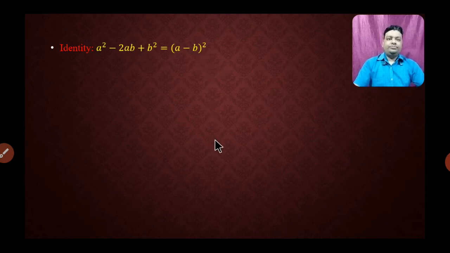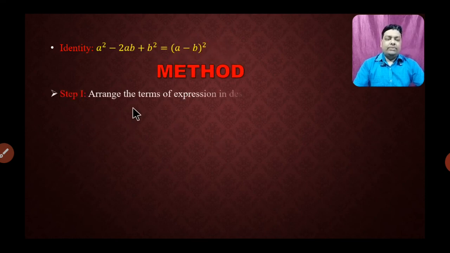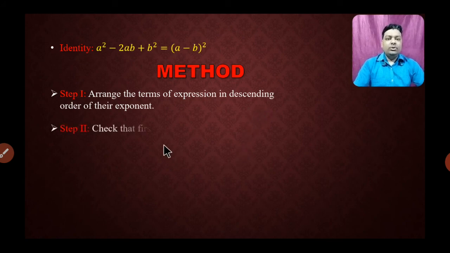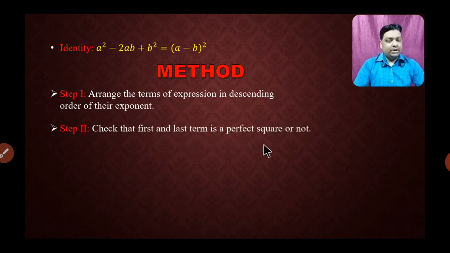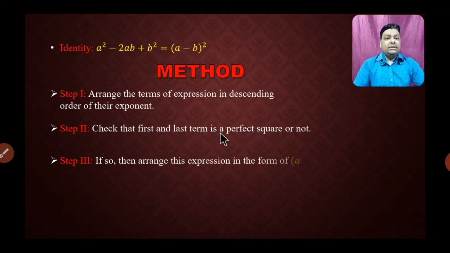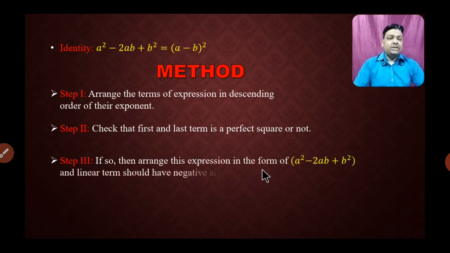Okay. Now after that let's see the method. Step 1. Arrange the terms of the expression in descending order of the exponent. Again the same step. Step 2. Check that the first and the last term are perfect squares or not. Again the same step. Now step 3. If they are perfect squares, then we will express this expression in the form of a square minus 2ab plus b square. That step is a little different, and we have to see that the linear term should have a negative sign. It means 2ab is the linear term, so it should have a negative sign.